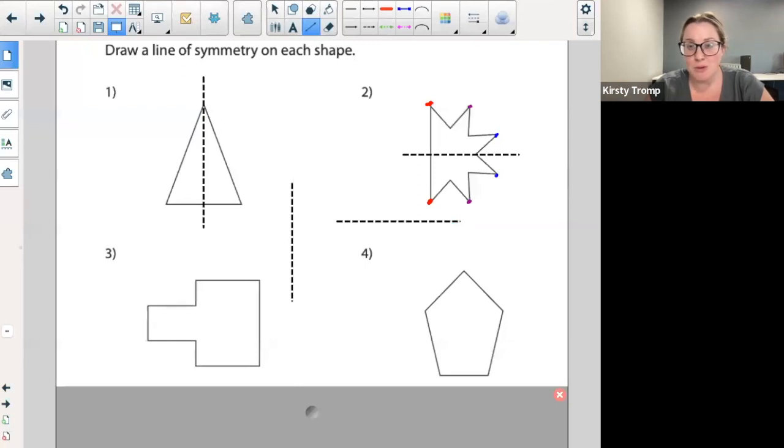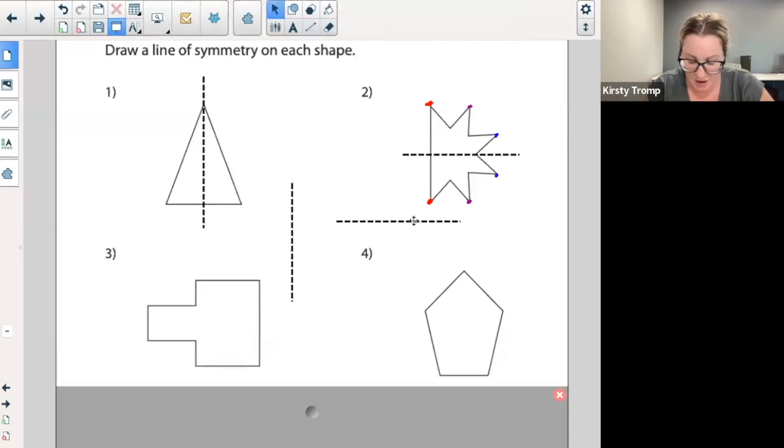The first person that had their hand up here was Sam. Sam, am I saying your name correctly? Hi, Sam. How are you? I'm fine, and you? I'm good, thanks. Sam, tell me, for number 3, is it a horizontal line or is it a vertical line? Horizontal. Well done. It is a horizontal line.